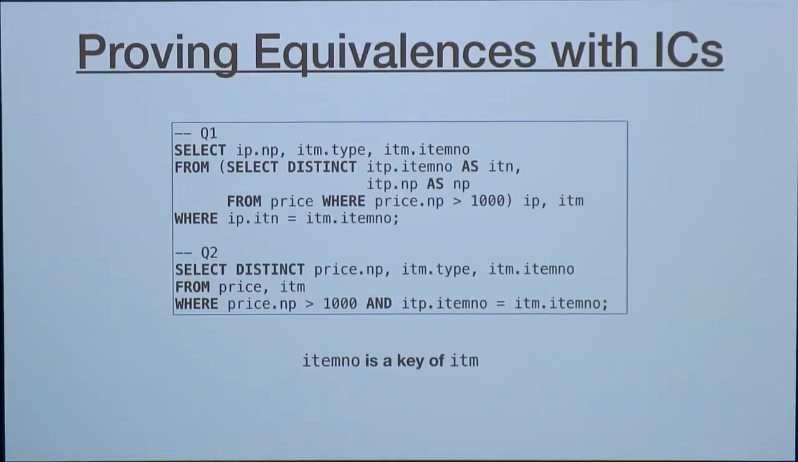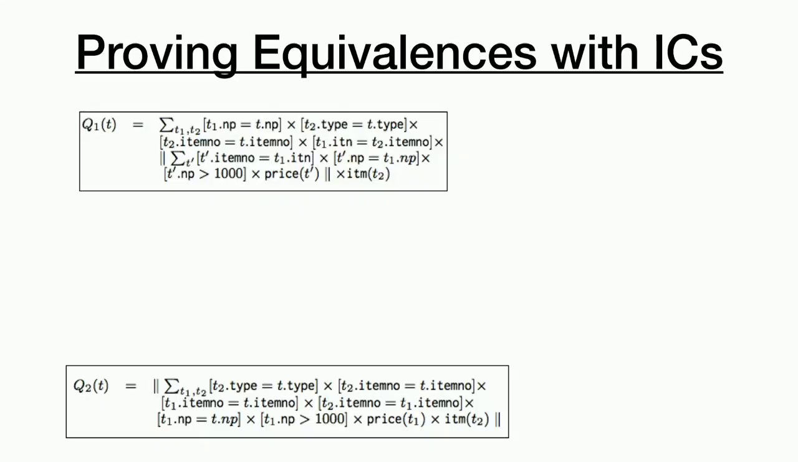And if you read the paper, it's basically because this item number is a key, and this join will only end up with a relation with unique tuples. If you encode these two SQL queries using our approach, this is a formula of Q1 and this is a formula of Q2.